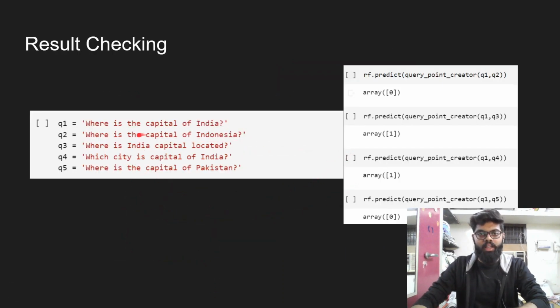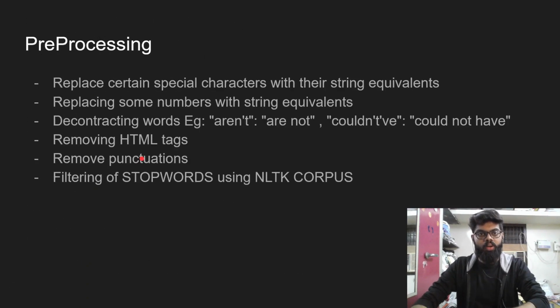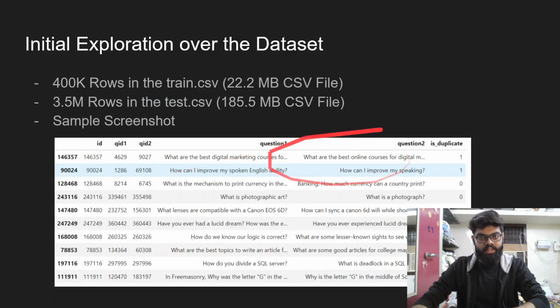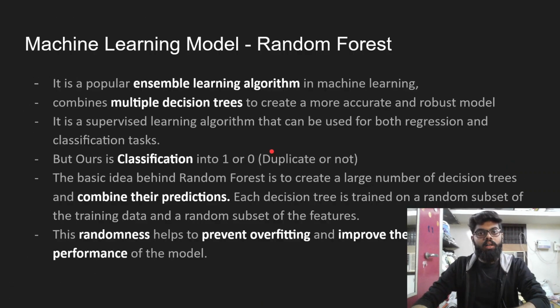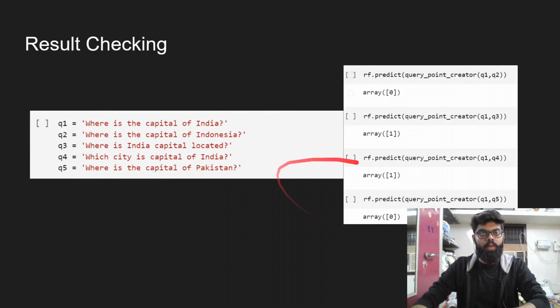So this is the result checking. Here, if you see questions 1 and 2, it's Indonesia and India, but it says it's false, which is correct. Here the wordings are a bit changed, but it still says it's 1. From this, our model is very good at predicting, because these questions are not in the data set actually, but still they are being correctly answered by our model.